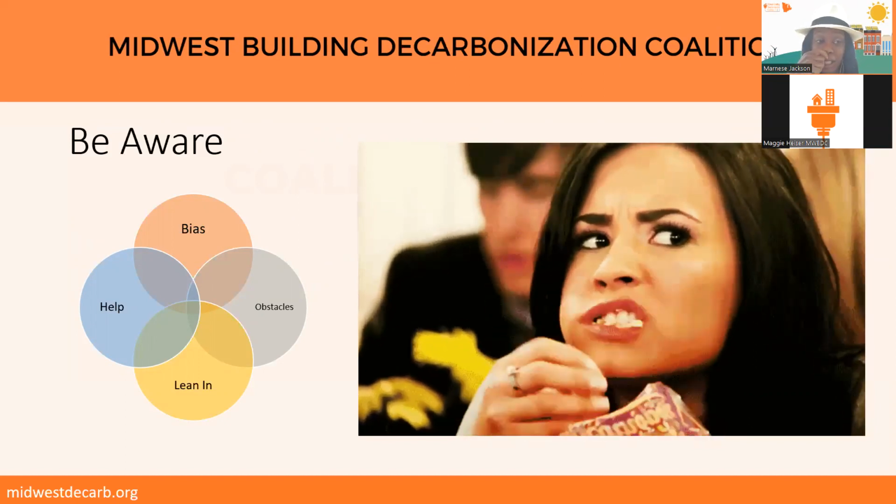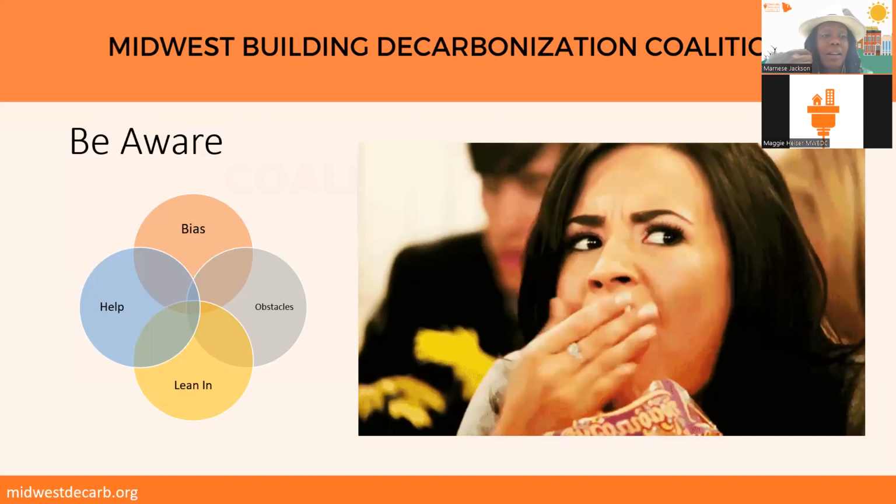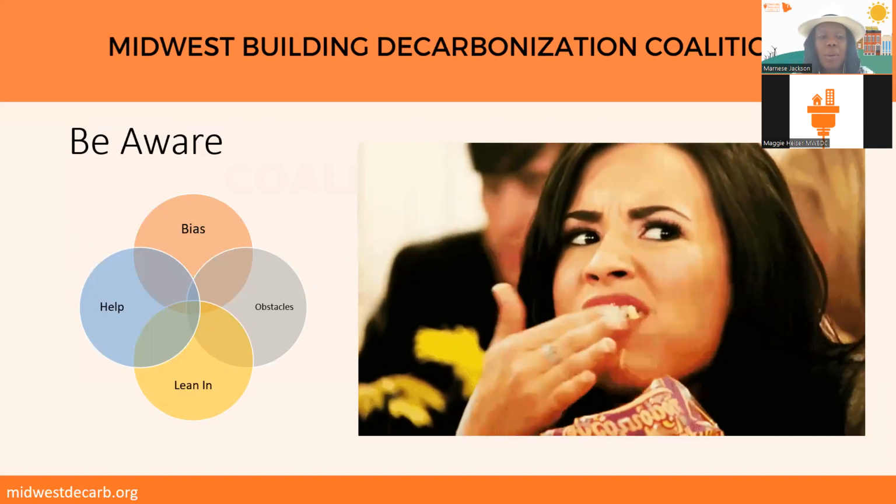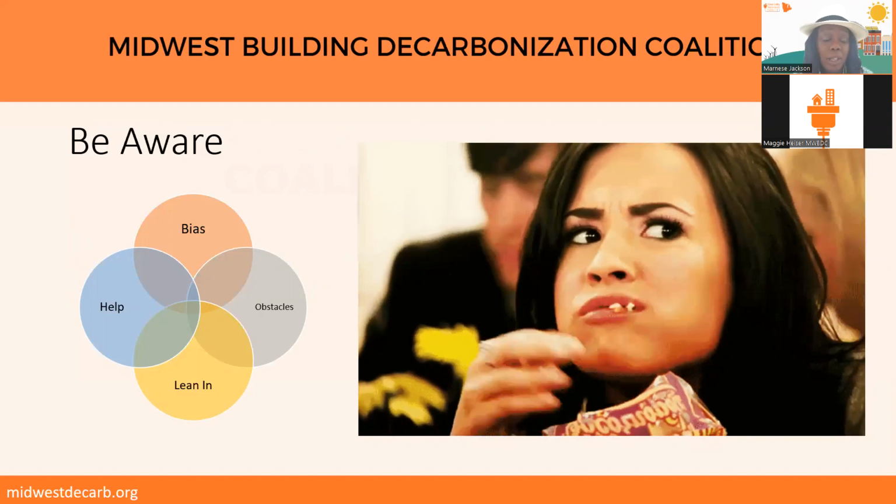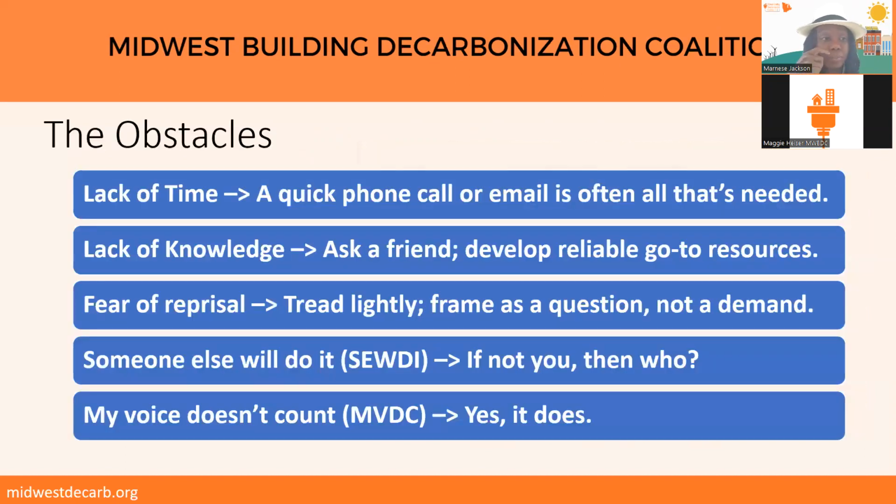And then our other two things we need to be aware of: we have to make sure that we ask for help, be aware of the obstacles that we may come up against, and then we have to lean in. Some obstacles we may face are lack of time, lack of knowledge, fear of reprisal. Some of us may lean on someone else will do it. And if not, then who will do it? And some people, you may hear, my voice doesn't count. Yes, it does.